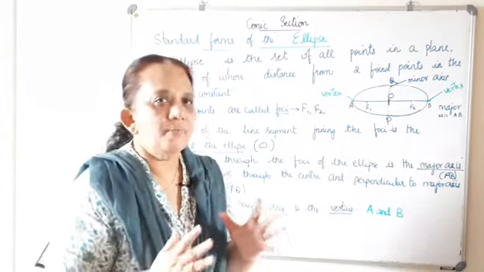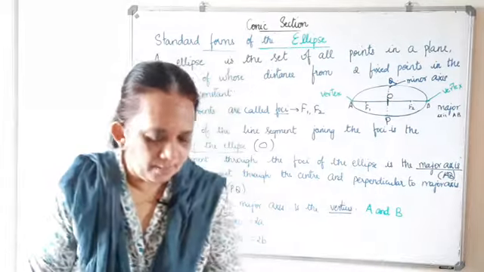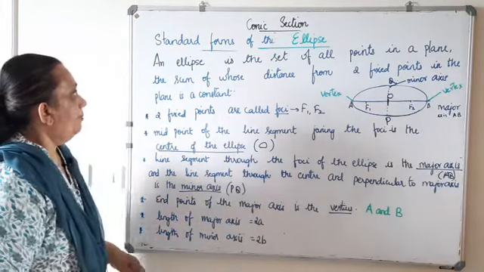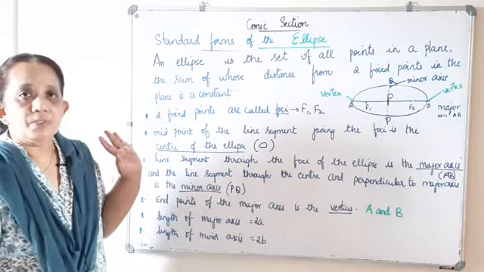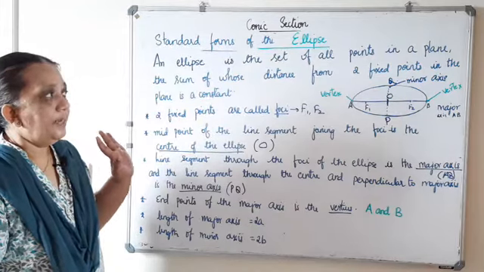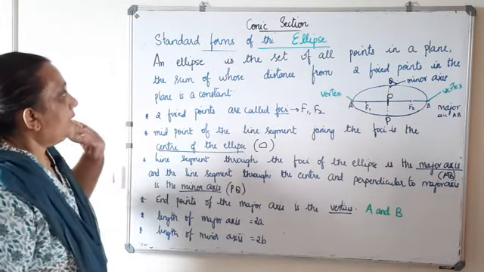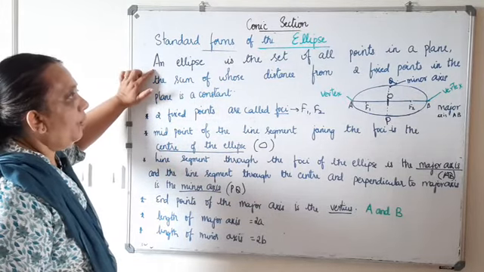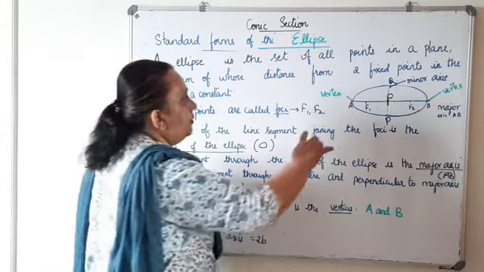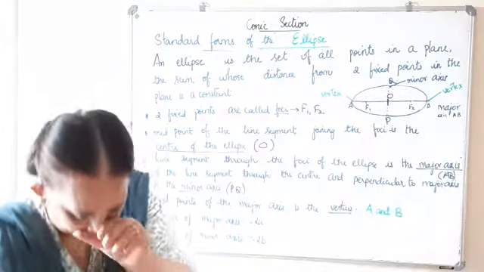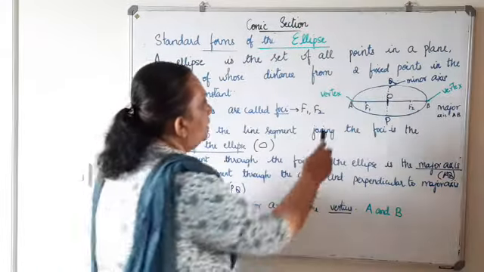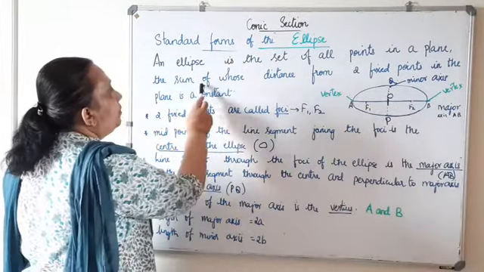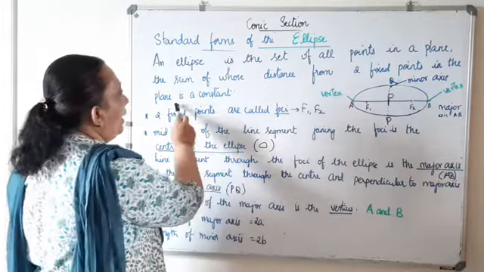Now let us come to the definition of the ellipse. What are the properties of the ellipse and all such things we have to discuss. I have already written the definition on the board so you can easily read and write along with me. What is the standard form of the ellipse? What is an ellipse? An ellipse is a set of all points in the plane, the sum of whose distances from two fixed points in the plane is a constant.